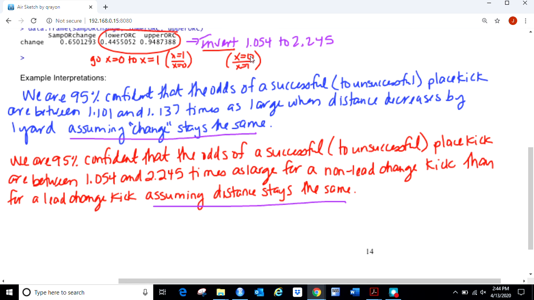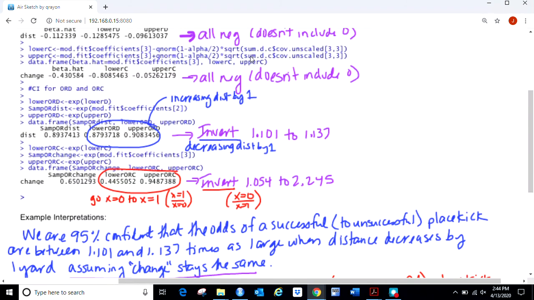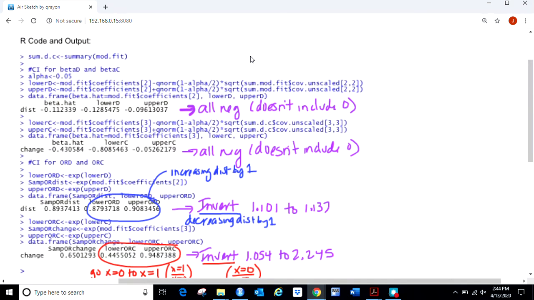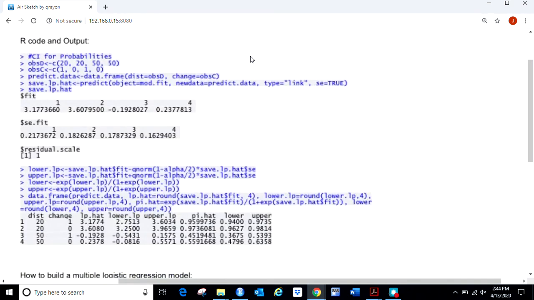All right, the last type of interval that we talked about before was finding probabilities. So the good news here is they're actually a little bit, I wouldn't say easier than before. They're pretty much about the same, but there's not this additional thing that we have to account for, except for the fact that we have to take into account both distance and lead change at the same time.